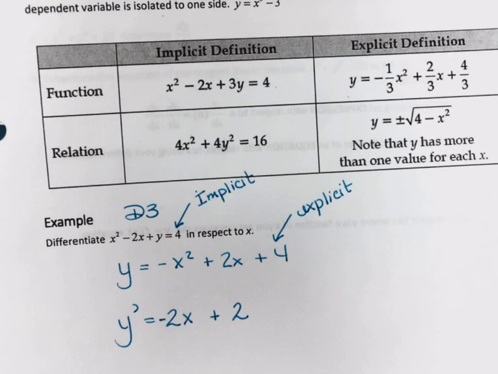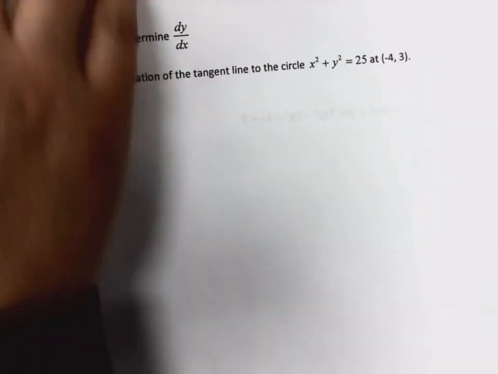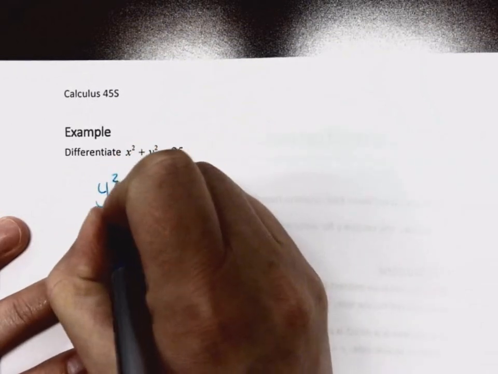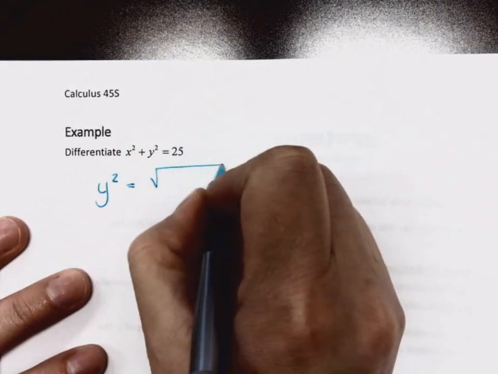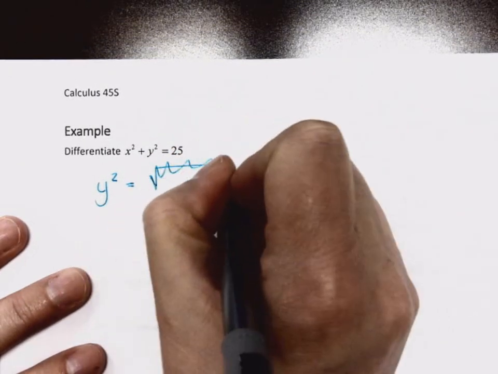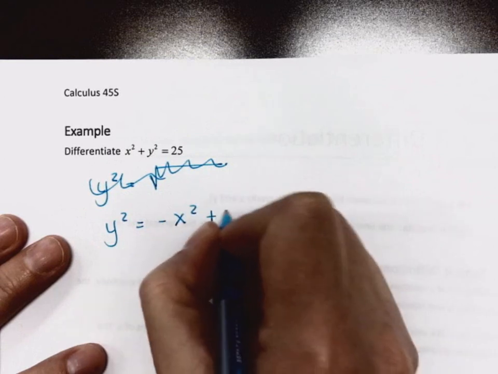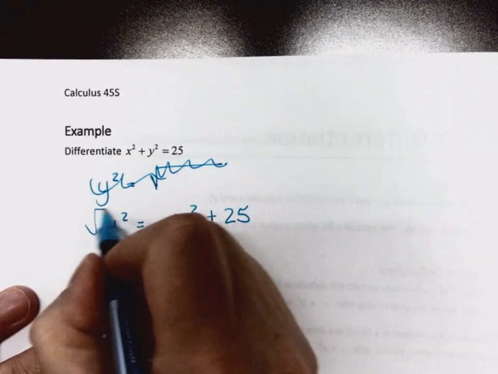The trouble is things are going to get a little bit more complicated. So here we go. If we were to differentiate this, what are we going to have to do? First, make it an explicit function. So we're going to have y squared equals, oops, I guess I didn't need that root sign yet. Y squared, let me try again. Y squared equals negative x squared plus 25. And then I'm going to square root both sides.